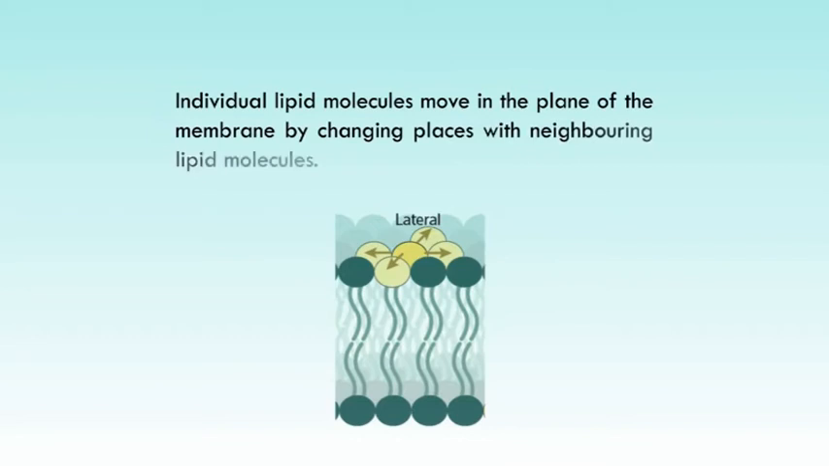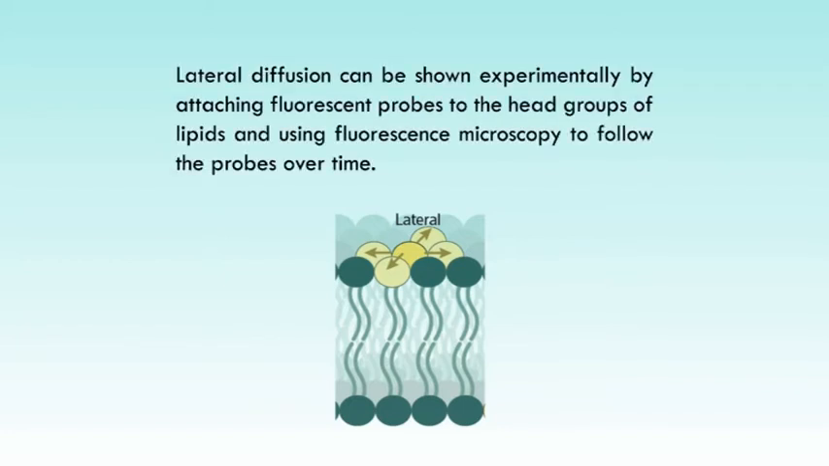Now let's look at the lateral movement. Lipids and proteins move laterally in the lipid bilayer. Individual lipid molecules move in the plane of the membrane by changing places with neighboring lipid molecules. Lateral diffusion can be shown experimentally by attaching fluorescent probes to the head groups of lipids and using fluorescence microscopy to follow the probes over time.